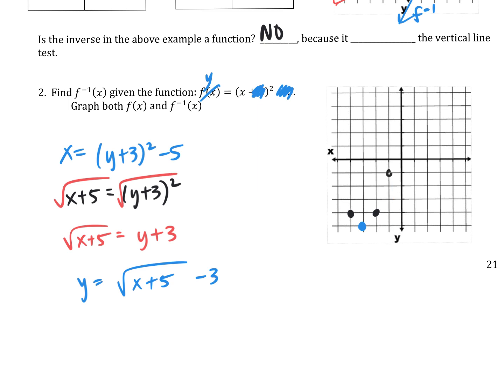That's going to get me here. And negative 2 squared? How about 3 squared? 1, 2, 3, 4, 5, 6, 7, 8, 9. Shoot, that's going to get me right there. So here's my original function.